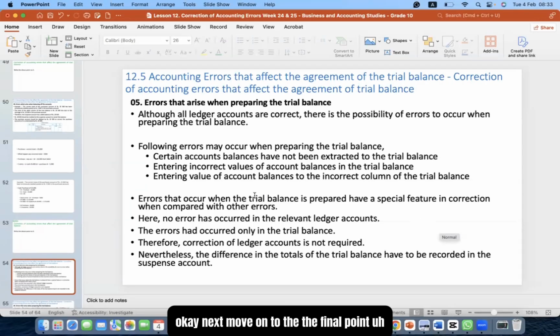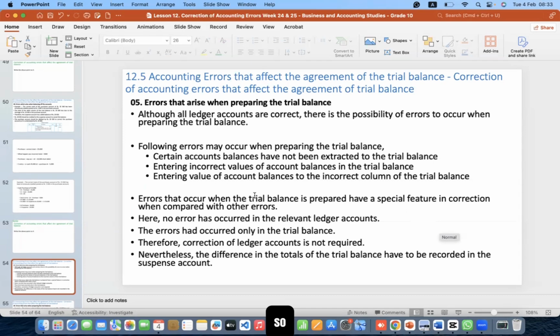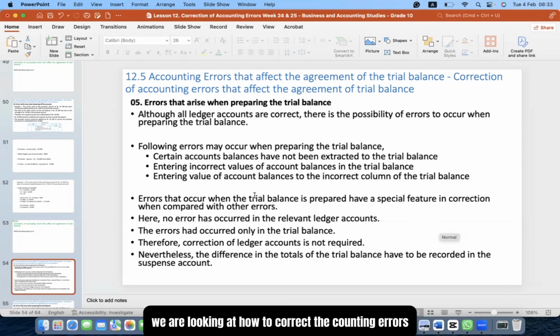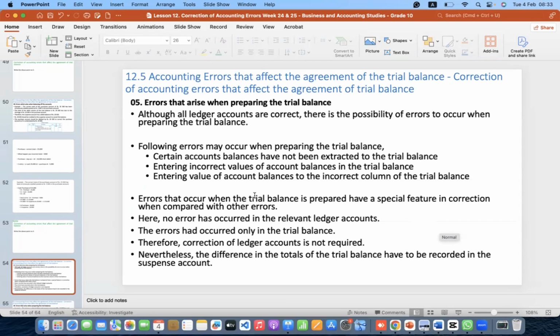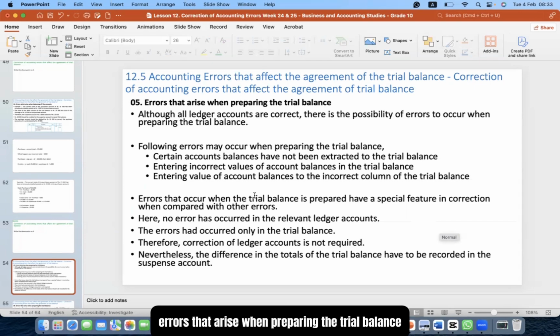Okay, next move on to the final point: the accounting errors that affect the agreement of the trial balance. So we are looking at how to correct the accounting errors that affect the agreement of the trial balance. These are errors that arise when preparing the trial balance.